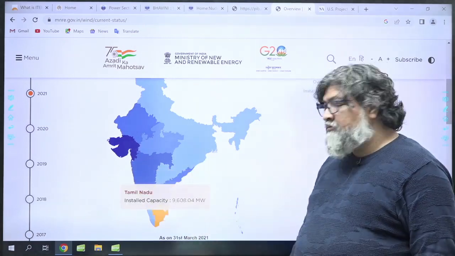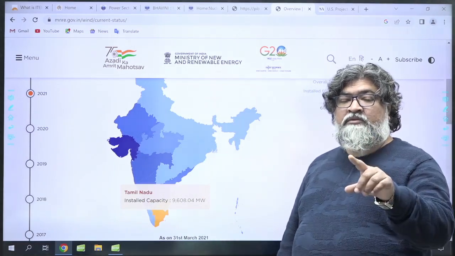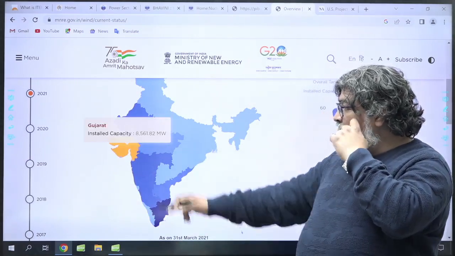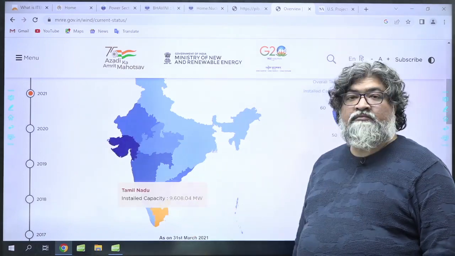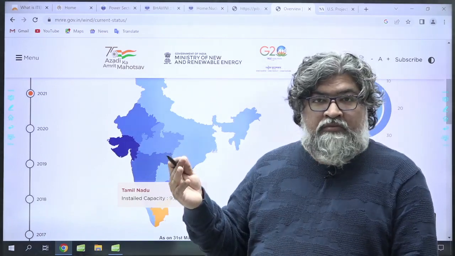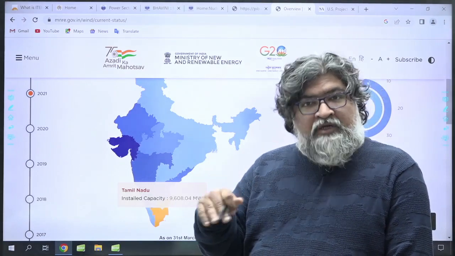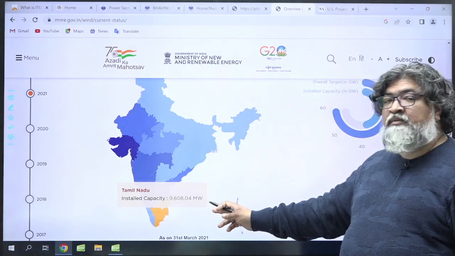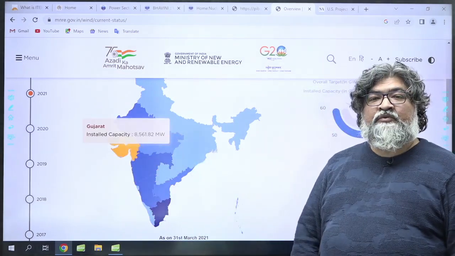Tamil Nadu, 9,608. Earlier Tamil Nadu was rank 1 in terms of wind power. Now Gujarat has overtaken that. But again now see here, Gujarat 8,516. Now Tamil Nadu is still higher. That means initially Tamil Nadu was there, then Gujarat took over Tamil Nadu as rank 1. But now again Tamil Nadu has become rank 1. Tamil Nadu has got 9,608 megawatt wind power generation. Now Gujarat stands at 8,561 megawatt.